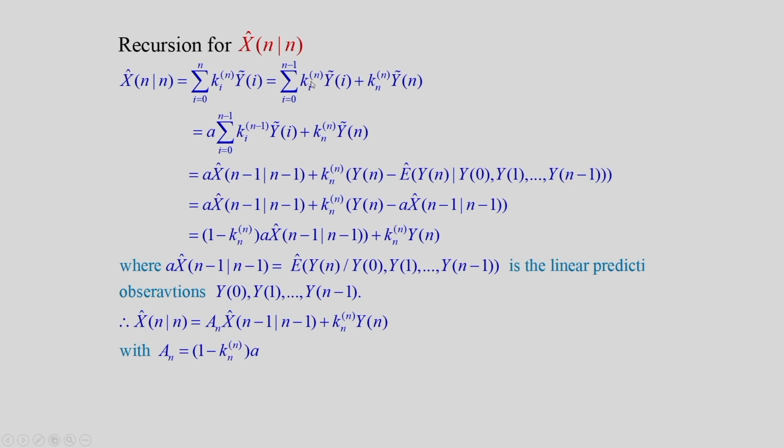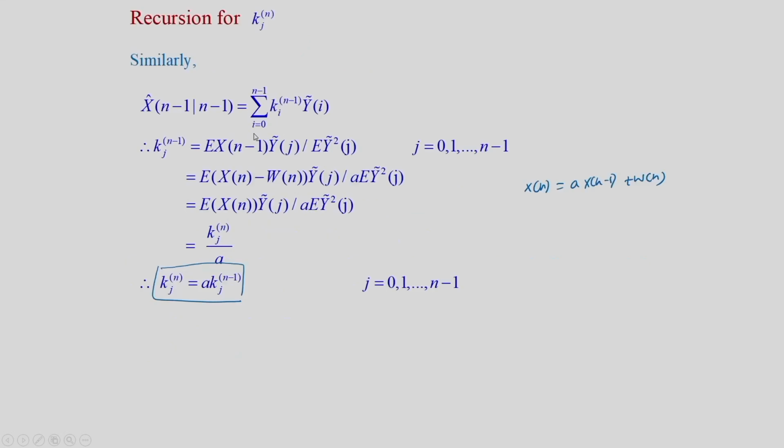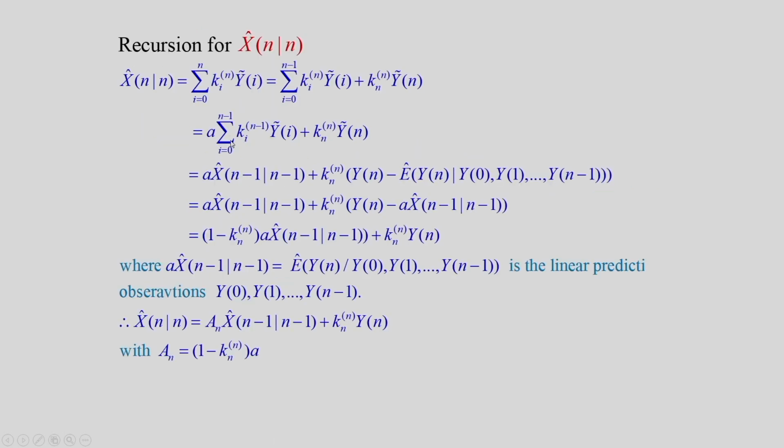Now, we can substitute k_{i,n} = a times k_{i,n-1}, so that this relationship k_{j,n} = a times k_{j,n-1}. Therefore, from here we will get a times the summation of k_{i,n-1} into y tilde i, i going from 0 to n minus 1, plus k_{n,n} times y tilde n. And we know that this is the estimator at instant n minus 1.